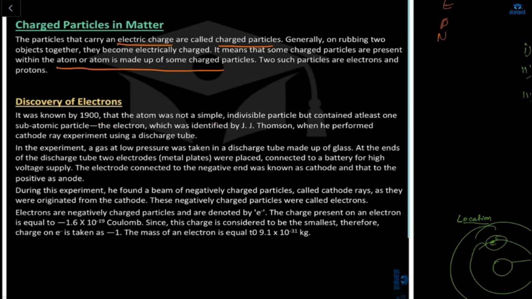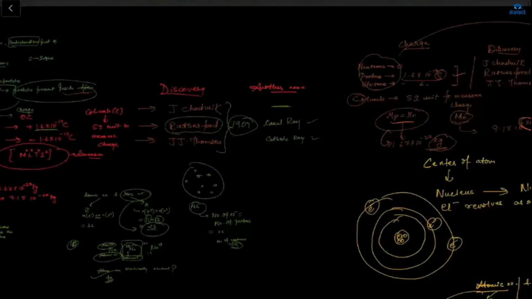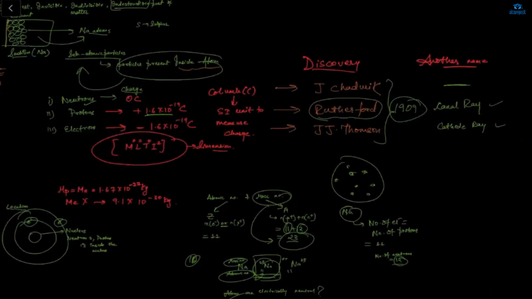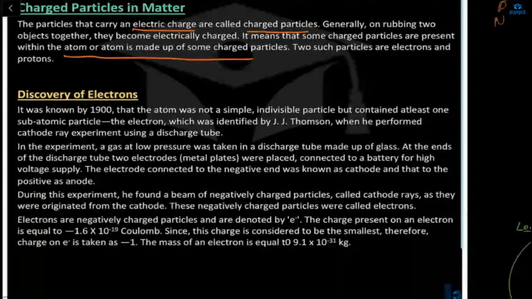Now, the discovery of the electron. Who discovered the electron? J.J. Thomson. Yes. It was known by 1900 that the atom was not a simple indivisible particle but contained at least one subatomic particle, the electron. He discovered only the electron. Another name for the electron beam is cathode ray.